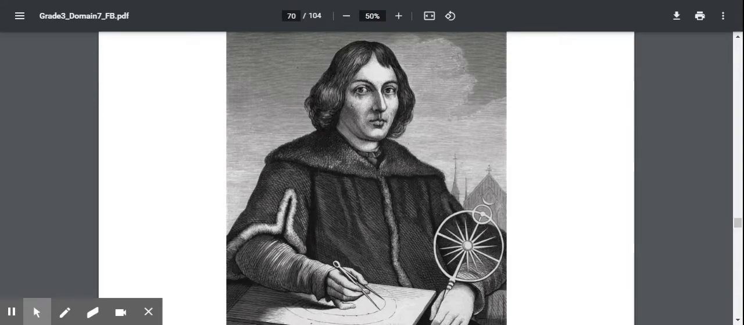Good morning, folks. Today we're going to be continuing our study of astronomy. This is domain 7, and we're going to be talking about particular people who have made great contributions to our understanding of astronomy. We're going to start with Nicolaus Copernicus.